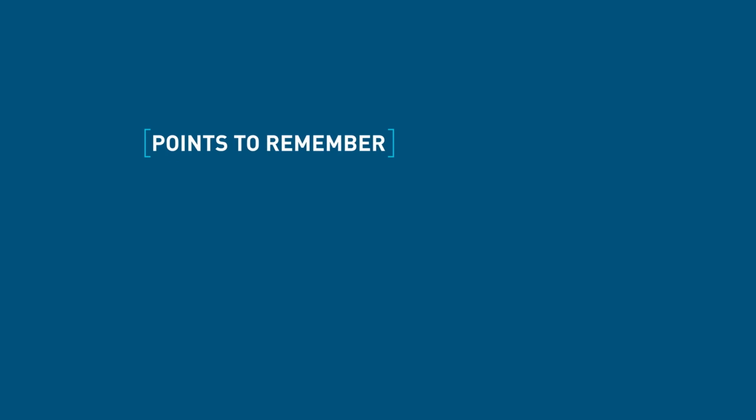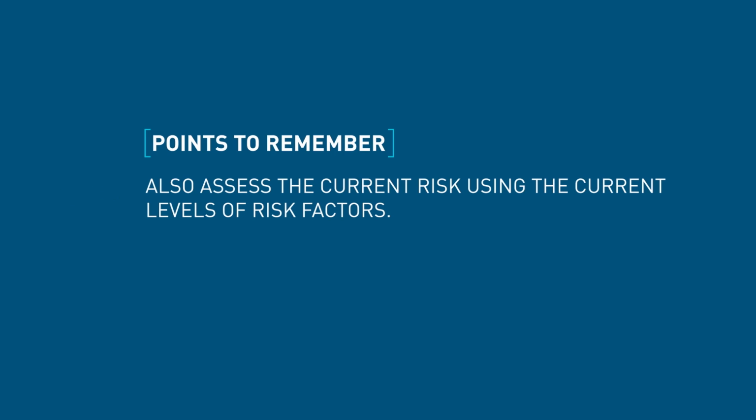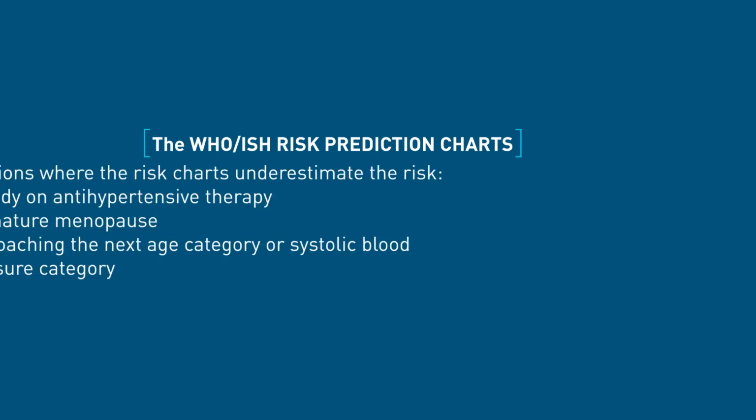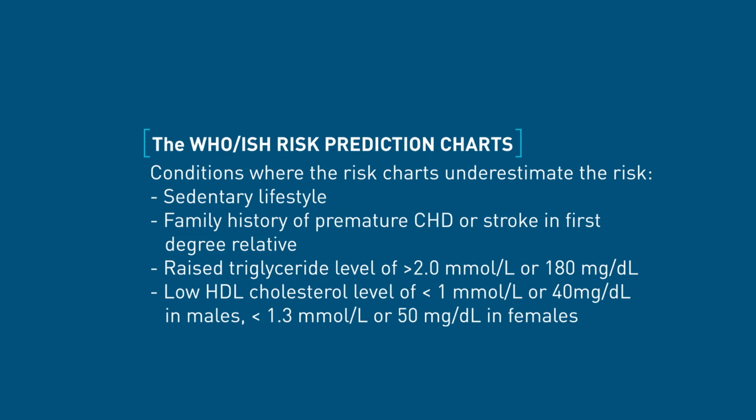If the client is already on treatment, use the pre-treatment levels of risk factors if the information is available to assess and record the pre-treatment risk. Then also assess the current risk using the current levels of risk factors. The risk charts underestimate the risk in certain categories of people. It will be necessary to adjust or fine-tune the estimate CVD risk.